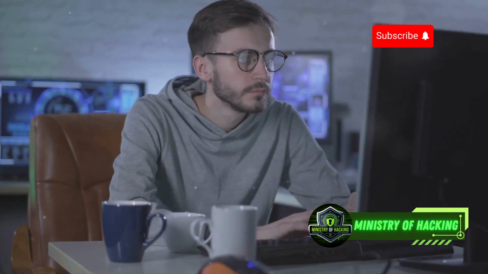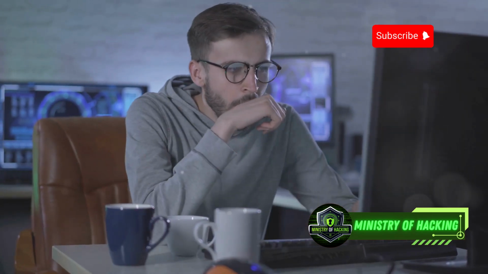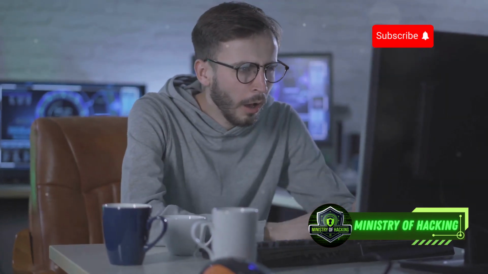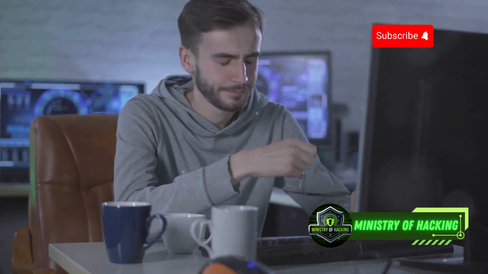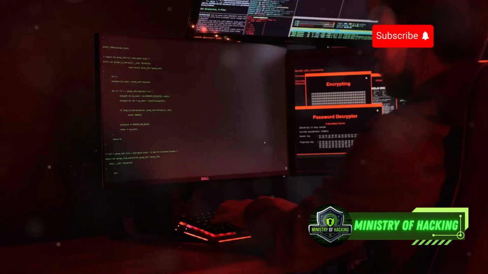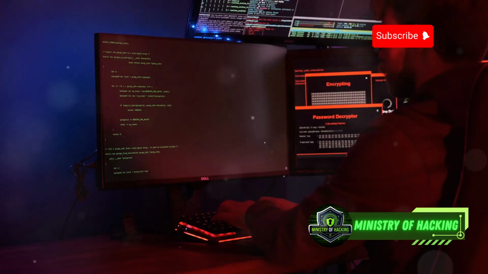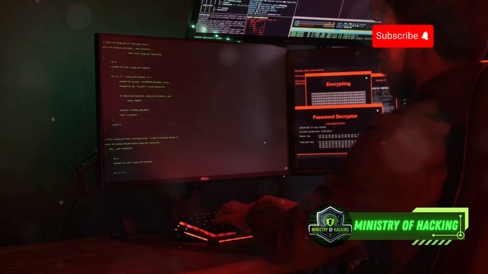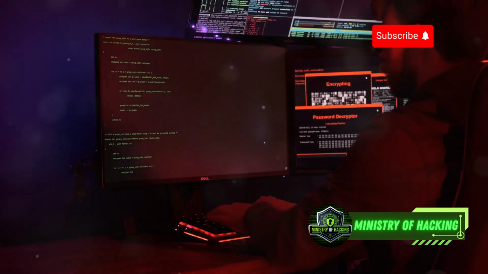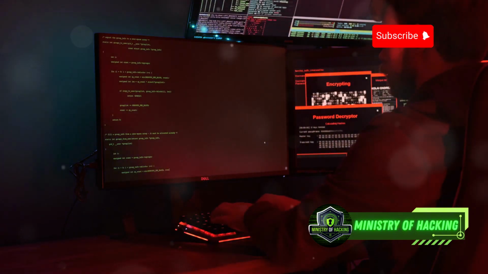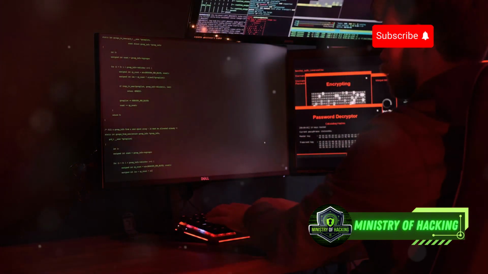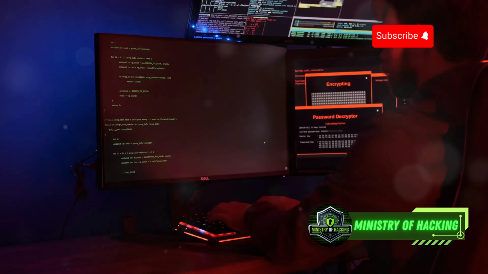But becoming an ethical hacker is no easy feat. It requires more than just an interest in computers. It demands a deep commitment to learning and a passion for problem solving. It requires a unique blend of technical prowess, unwavering dedication, and an unquenchable thirst for knowledge. Ethical hackers must stay ahead of the curve, constantly updating their skills to keep pace with new technologies and threats.